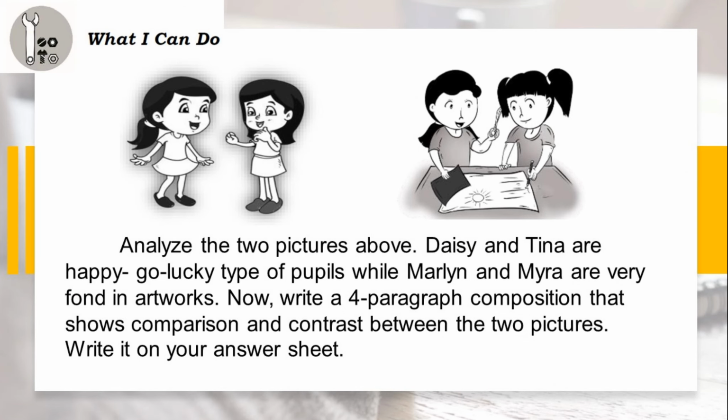Analyze the two pictures above. Daisy and Tina are happy-go-lucky type of pupils while Marlon and Myra are very fond in artworks. Now, write a 4-paragraph composition that shows comparison and contrast between the two pictures. Write it on your answer sheet.